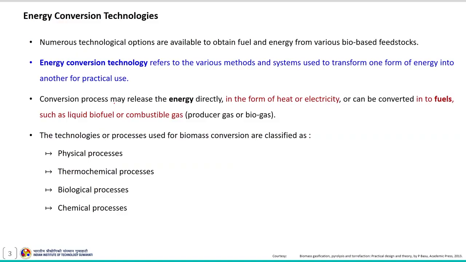The conversion processes may release the energy directly in the form of heat or electricity, or it can be converted into fuels. So it can be a liquid biofuel or a combustible gas as well. The combustible gas includes the producer gas or the biogas. The technologies or processes that can be used for biomass conversion to a suitable form of energy are classified as physical processes, thermochemical processes, and biological processes. Biological processes are also termed biochemical processes, and then the chemical processes.